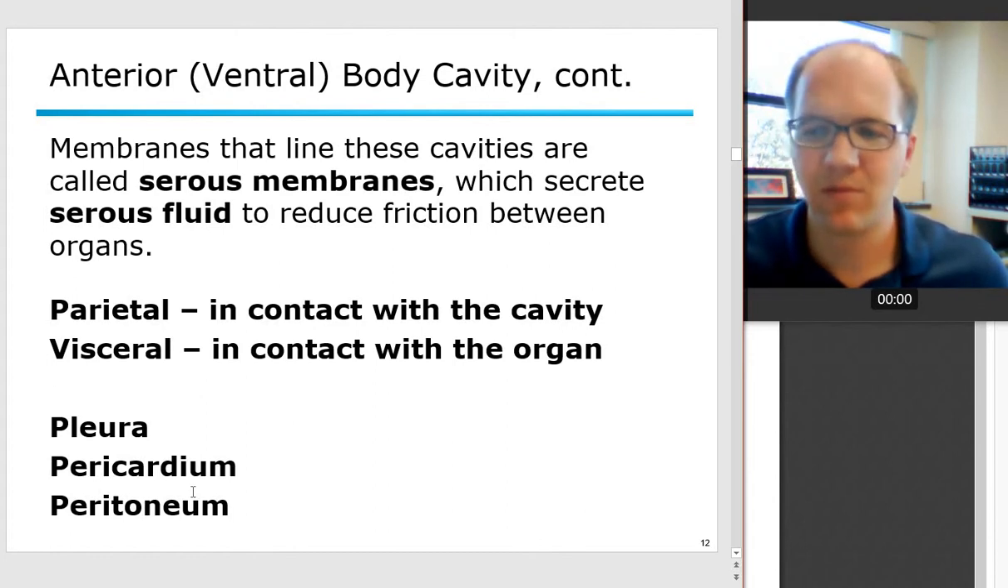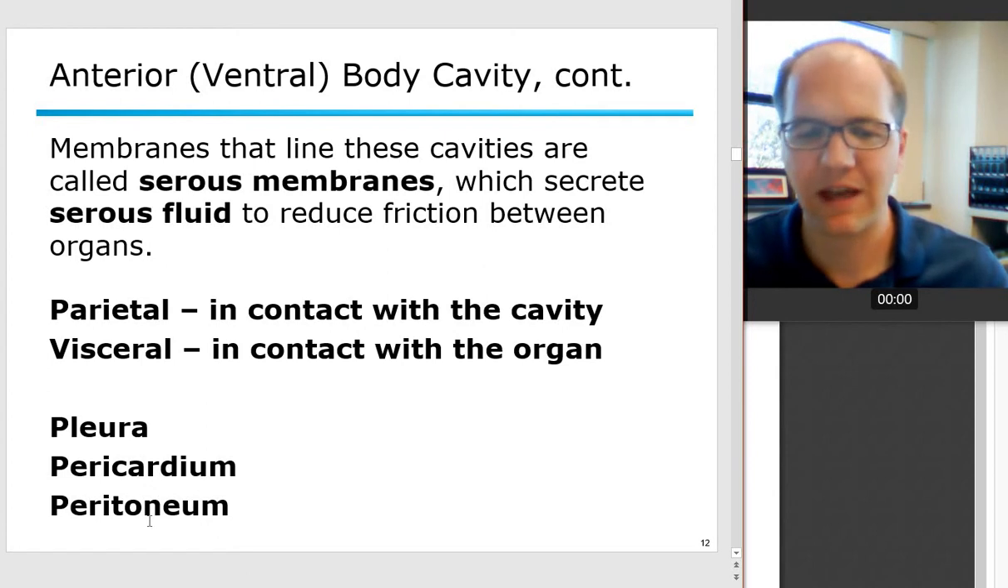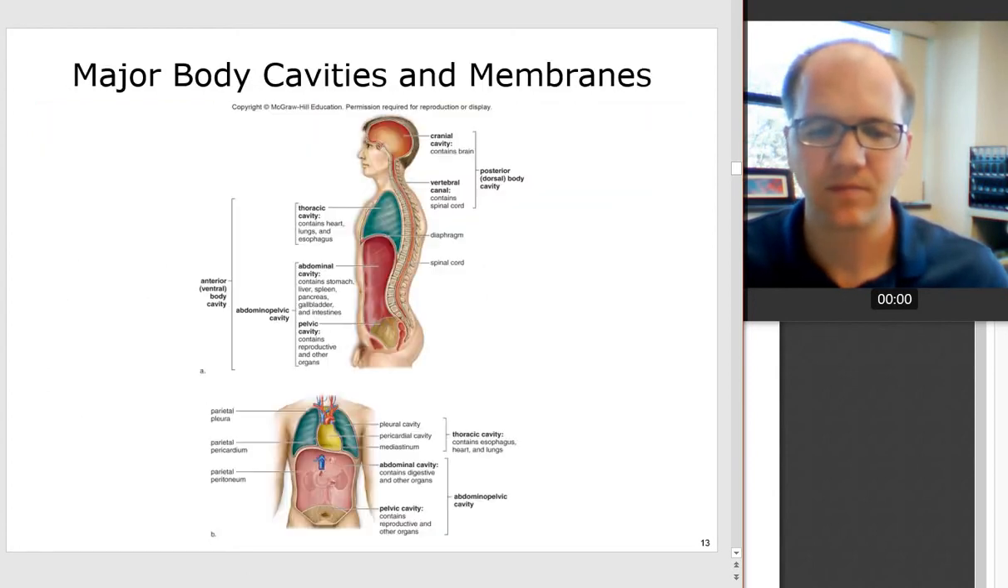So we have two membranes around the heart. We have the parietal and we have the visceral. The visceral is right against the heart, and the parietal is in contact with the cavity. It's the second membrane around the heart. Then we have the peritoneum, which is the same thing, but it's in our abdominal cavity, abdominal pelvic cavity, and it's surrounding the organs of digestion.